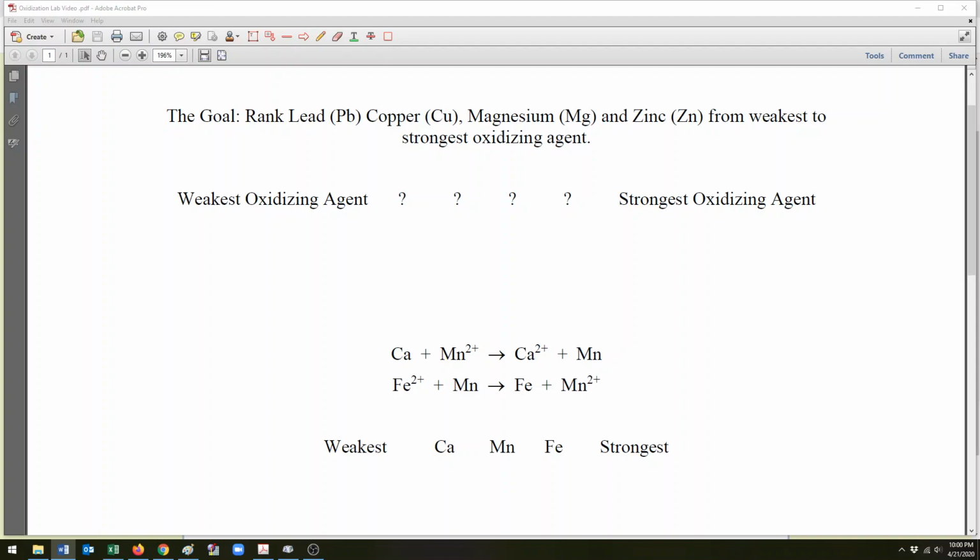So ultimately what you should be able to do is to take each of the different metals and then place it in a sequence compared to the others. So you might decide that lead was the second weakest and that magnesium was the strongest, for example.